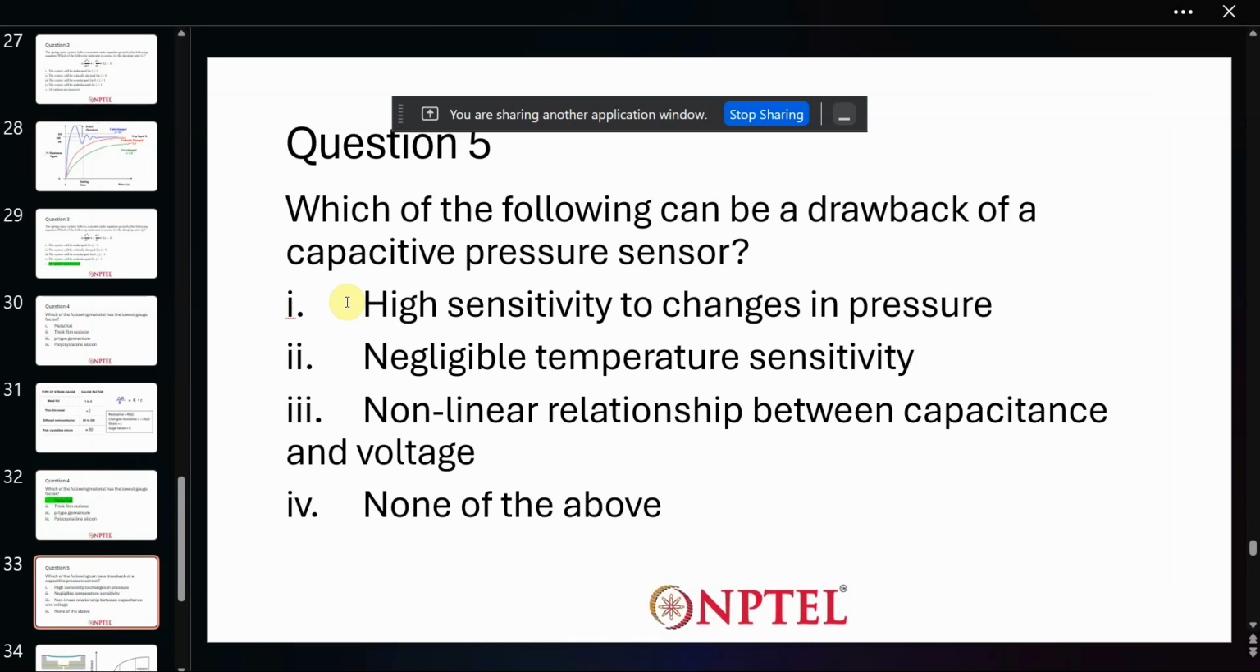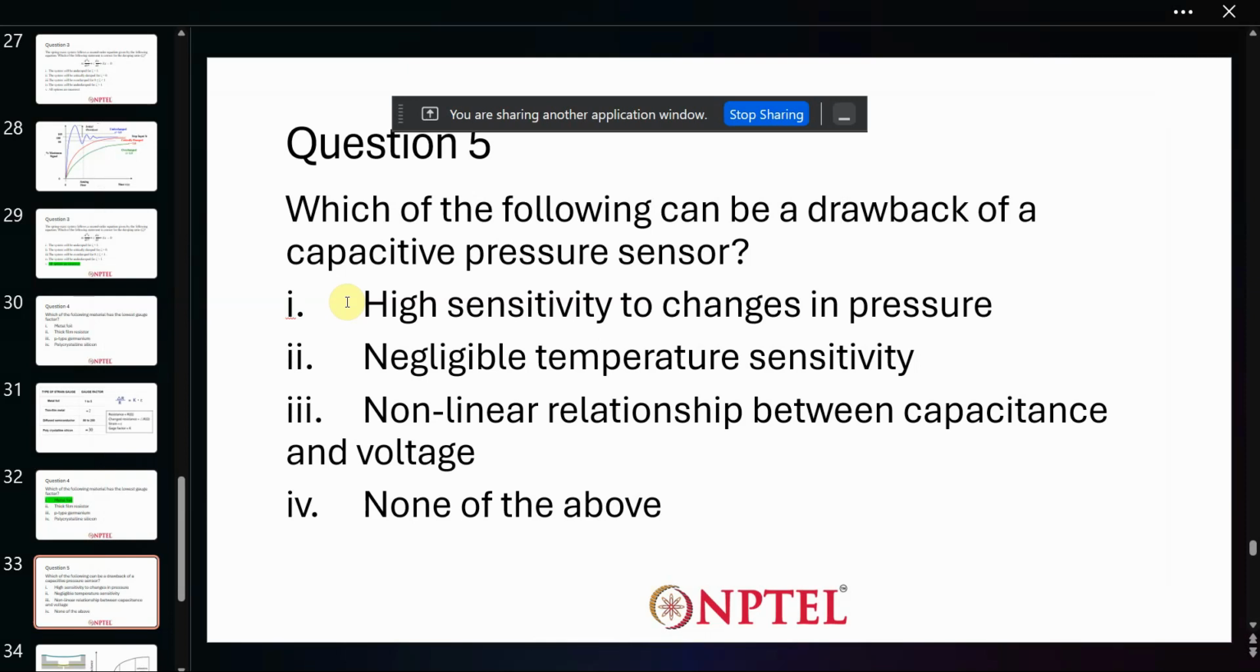So what are the problems with that? We know the formula for capacitance depends on the permittivity of the material. There are three factors in a capacitance. One is the distance between the two plates. In this we will not get too much displacement, so the displacement will be quite less, and we will not be able to achieve very high sensitivity with respect to change in pressure.